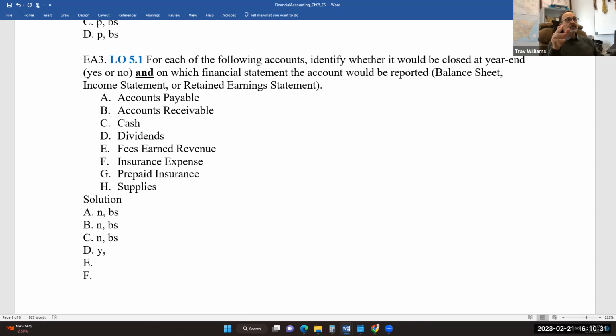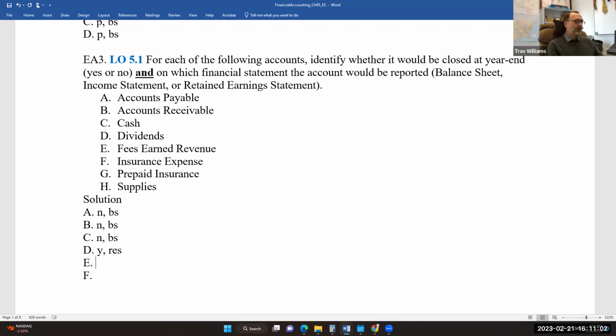And the reason for that is so that you can know how much in dividends you declared this year, and then you start next year from 0. Just like with revenues, you'd want to close it out, so you start the next year from 0. And same thing with expenses. So you can know what were the expenses every year, what were the revenues, what were the dividends. So dividends, yes, they would get closed out, and they show up on the retained earnings statement.